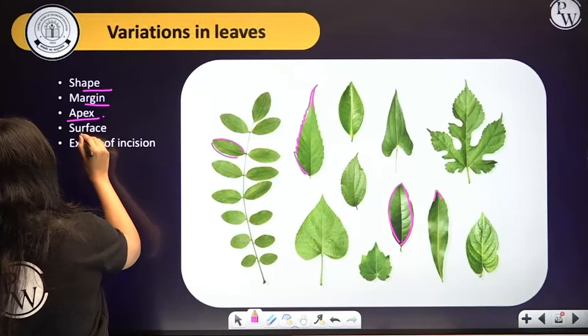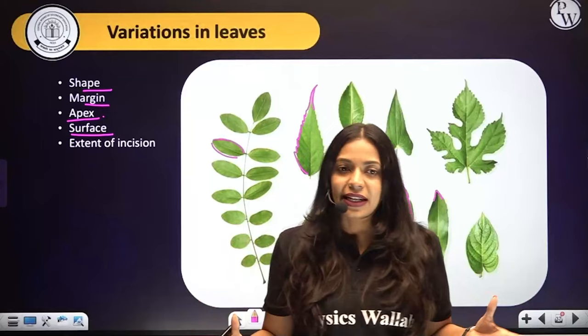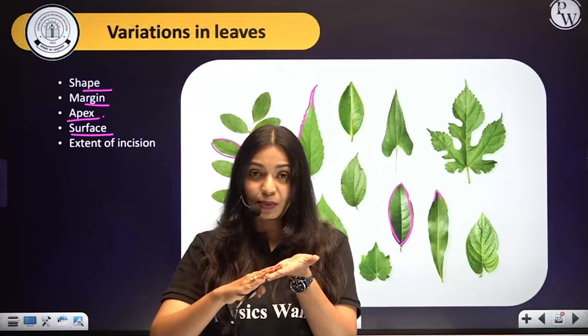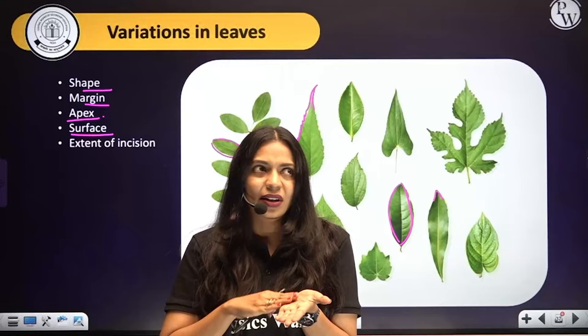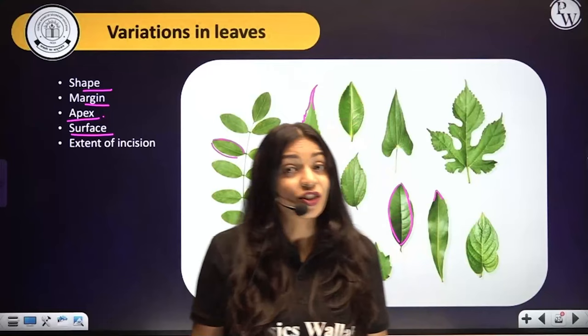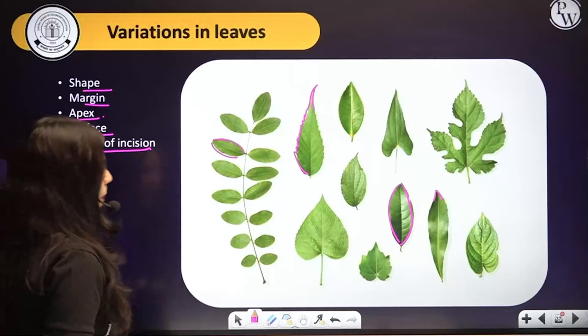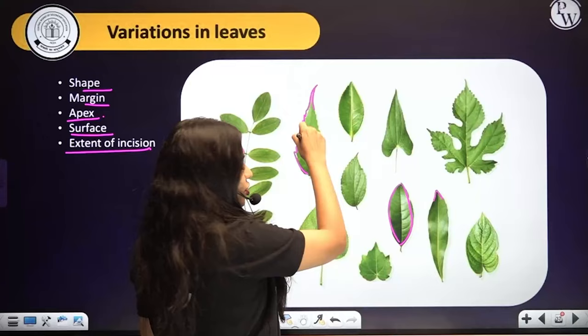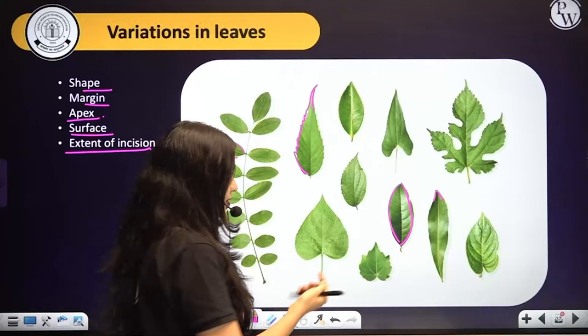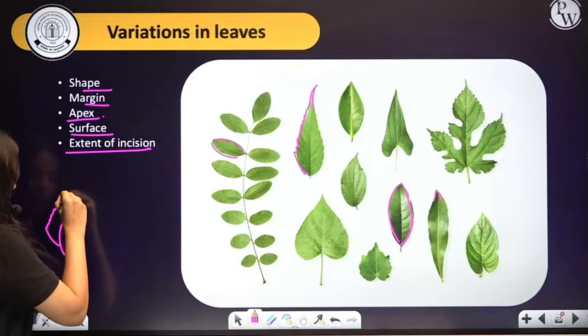Surface. The surface area, if you think of it, some leaves are very large and some are small. If you look at the texture of the surface, on some leaves you can find tiny hair present, like a woolly mat, which you do not find on some leaves. So the texture of the surface also is variable. Extent of incision. These incisions that I talk about are these tiny tooth-like structures that are present in the margins of leaves. In some leaves, you can see that the incisions are very small and not so noticeable.